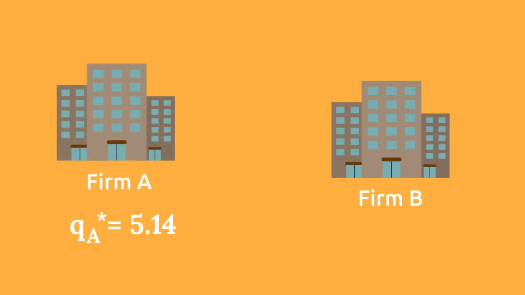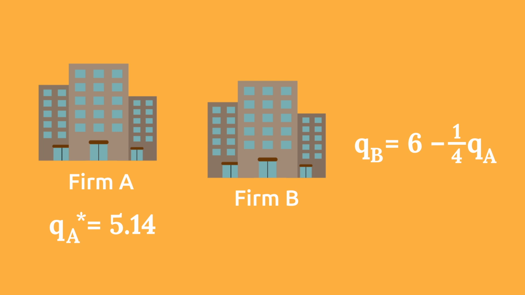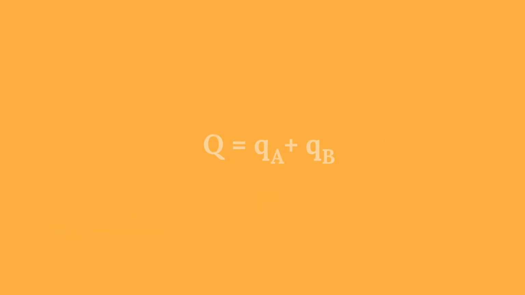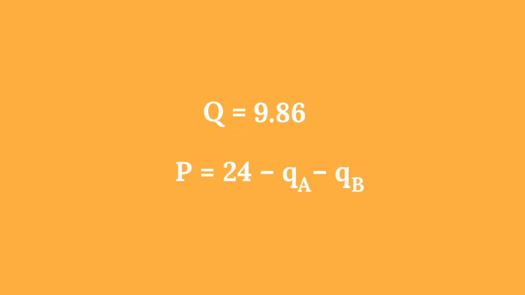What will the follower do, observing the leader firm producing QA equals 5.14? In order to maximize its own profit, the follower will produce according to the best response function. QB equals 6 minus 1/4 times QA. And thus, QB equals 4.72. We can find out the market outcome as well as the profits for the two firms now. Q equals QA plus QB equals 5.14 plus 4.72 equals 9.86. P equals 24 minus QA minus QB equals 14.14.